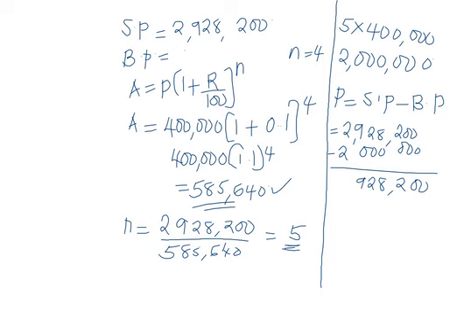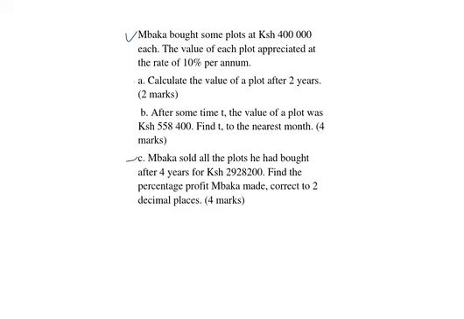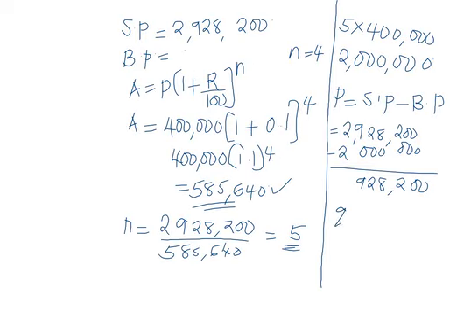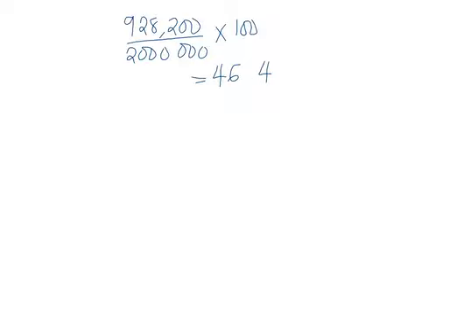928,200 as the profit. But in our question we are told to calculate the percentage profit. So to get the percentage profit, we take the profit over the buying price multiplied by 100. So this will be 928,200 divided by the buying price, which is 2 million, and we multiply by 100. This gives us 46.41%.